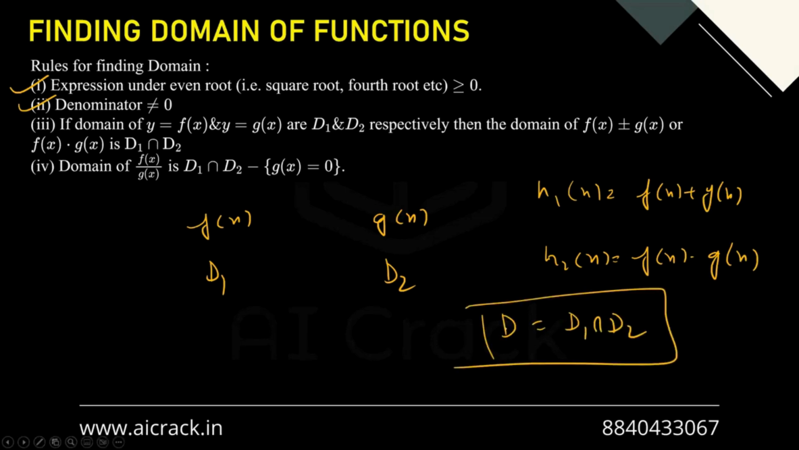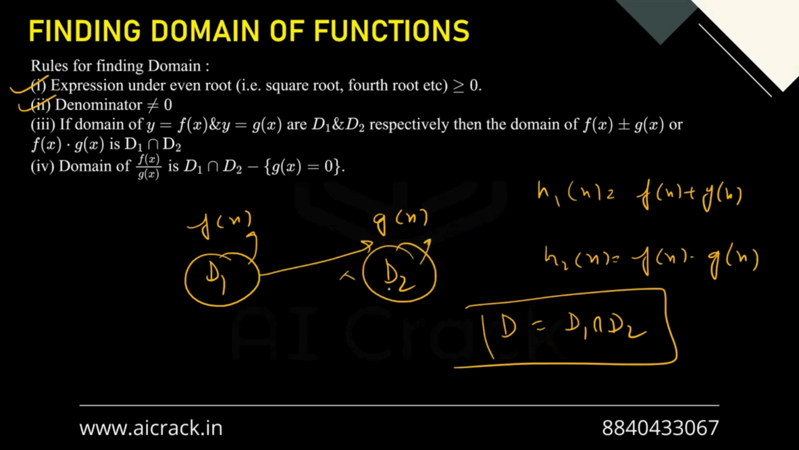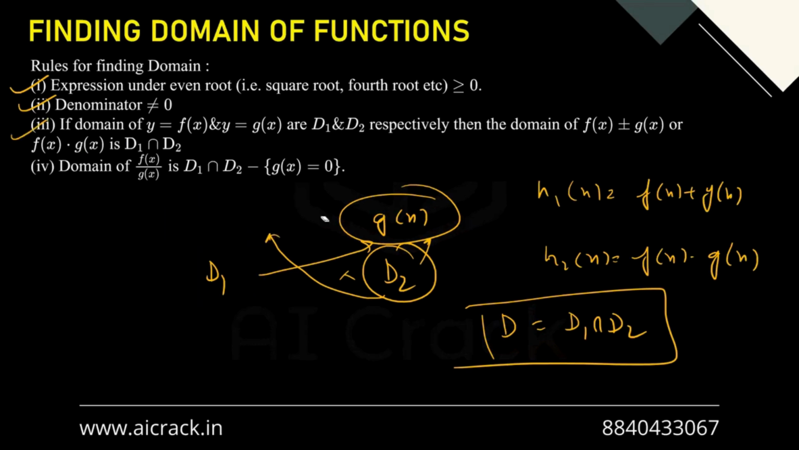Why? Let's say if some value of D1 satisfy this one, but it doesn't satisfy this one, and similarly for this one, some value of D2 satisfies this one but not this one. In that case, we have to take the intersection, basically the common values which are satisfying both this one and this one, right? So in both the cases, if we have f(x) plus g(x) and f(x) dot g(x), we have to take D1 intersection D2. So that is the third rule.